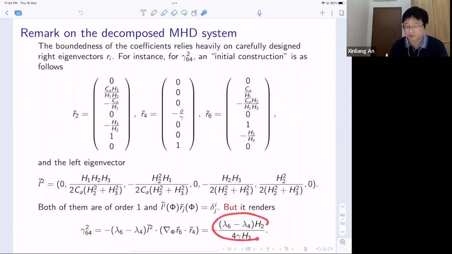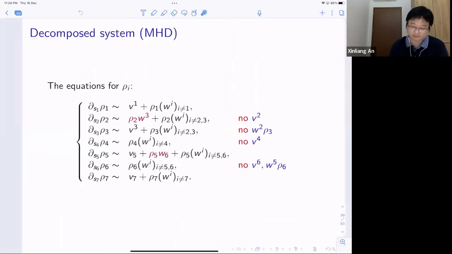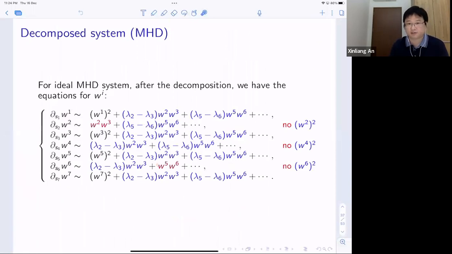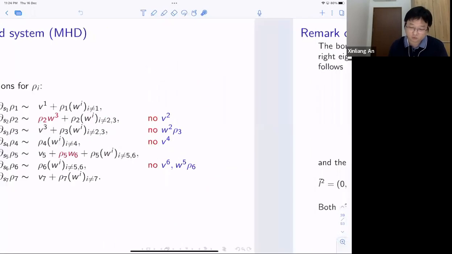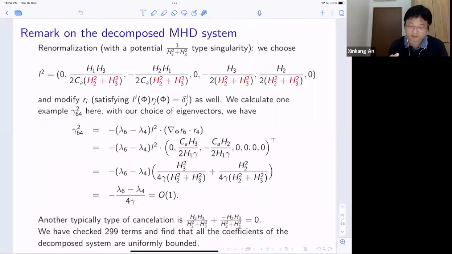This is not of order one, because both H2 and H3 could be very close to zero, and they are not related with each other. So this is not uniformly bounded. If you have such a coefficient in front of the terms here, we cannot control things like what we want. We really need this coefficient to be of order one. So the way to do it is to do an additional renormalization, but this is a risky one, which will introduce a potential singularity with both H2 and H3 very close to zero. These red terms will be the renormalization we did.